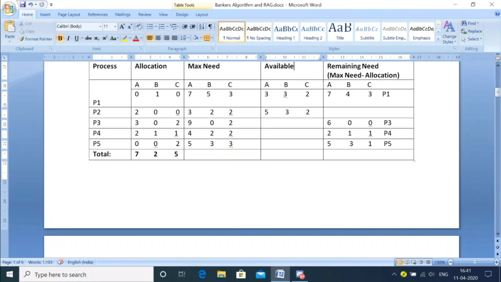Next, whom will I process? I'll compare with P4. Compare P4's instances of resources with the ones available. I need two instances, but I have 5 available. Very good. I need one, I have availability of 3. Not a problem. I have one instance of C needed, and two available. So P4 will be given to the CPU, and once it is given to the CPU, it will be removed from this table.